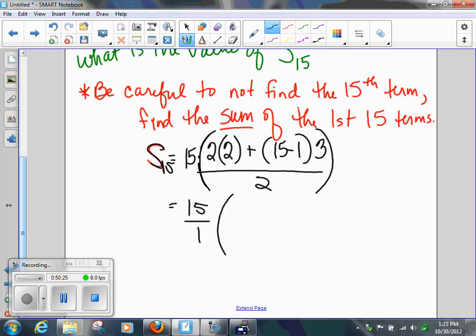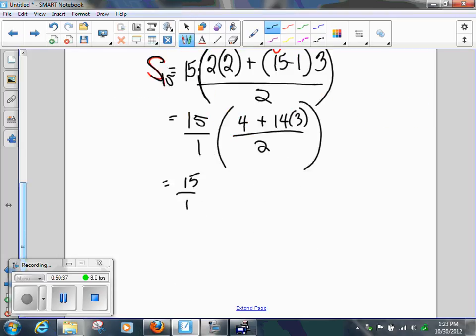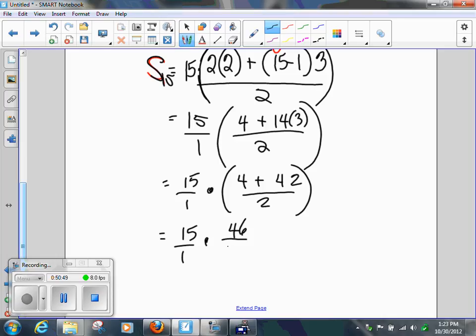So I've got 15 over 2 times 4 plus 14 times 3 over 2. Four plus 42. Please don't let me make a careless mistake. Is that right? Yeah? And then 15 times 23. What'd you get? 345. So what is 345? The sum of the first 15 terms, yes?